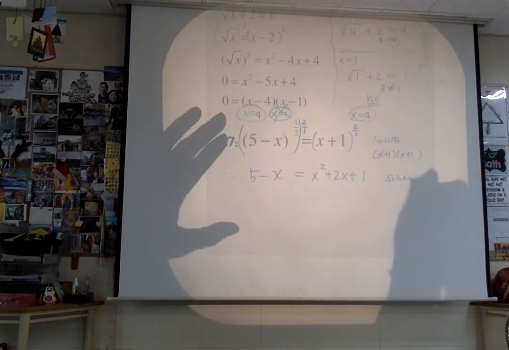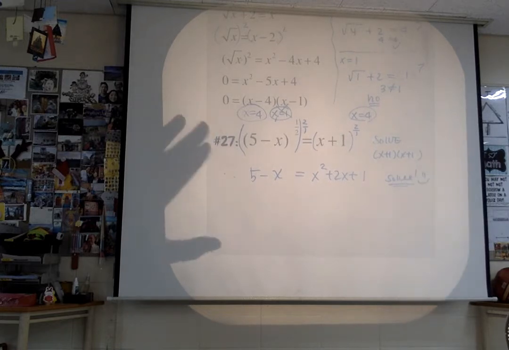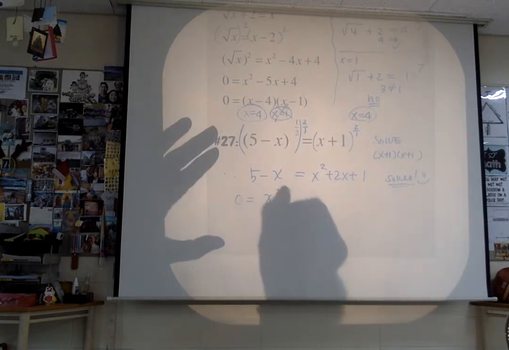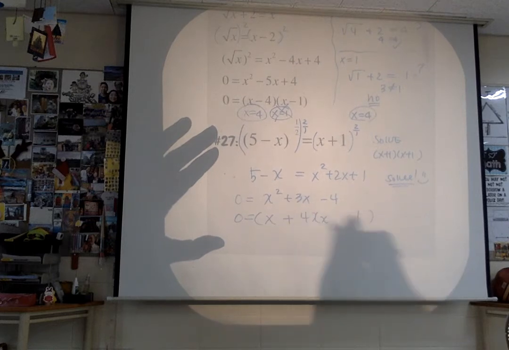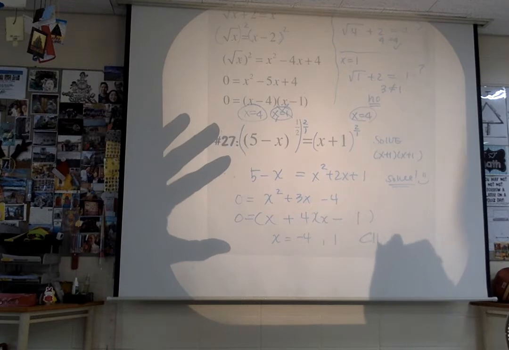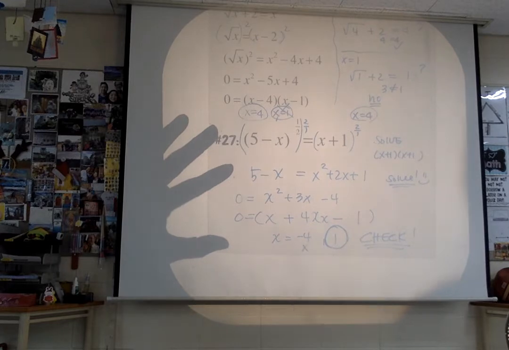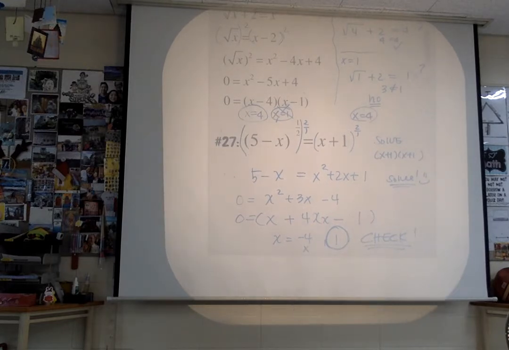Now, who doesn't know how to solve this, right? So 0 is equal to x squared plus 3x minus 4. And then you factor, because most likely it's factorable. 4, 1, positive, negative, so x equals negative 4, positive 1. But don't forget to check, because the only solution is 1. Negative 4 is not a solution. Go ahead and check your answer, okay?